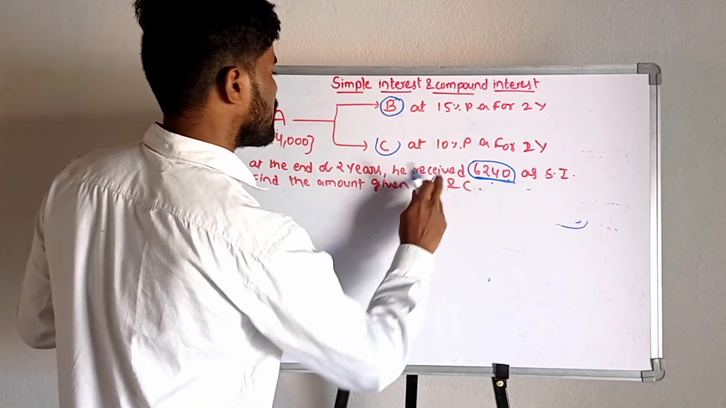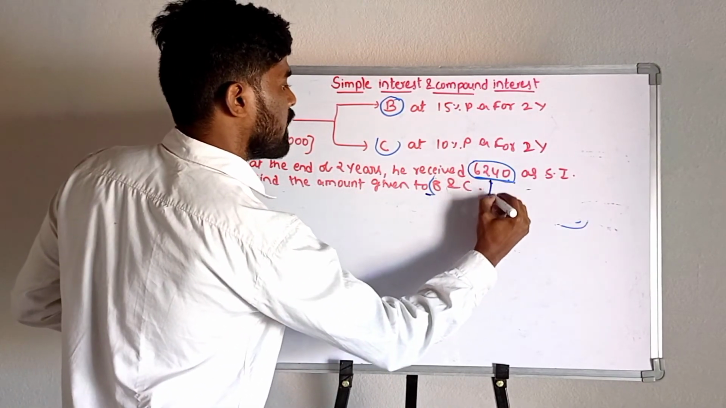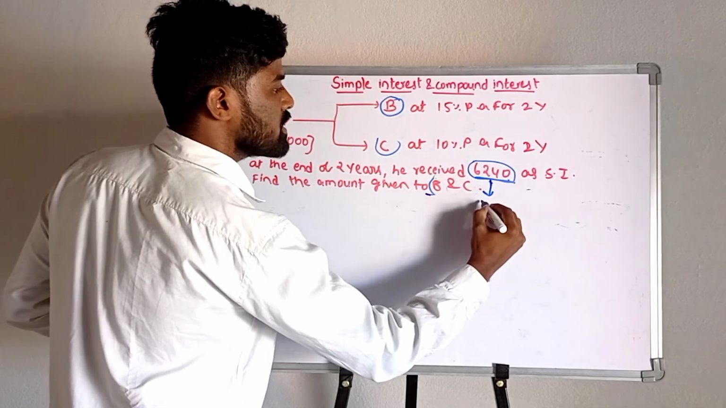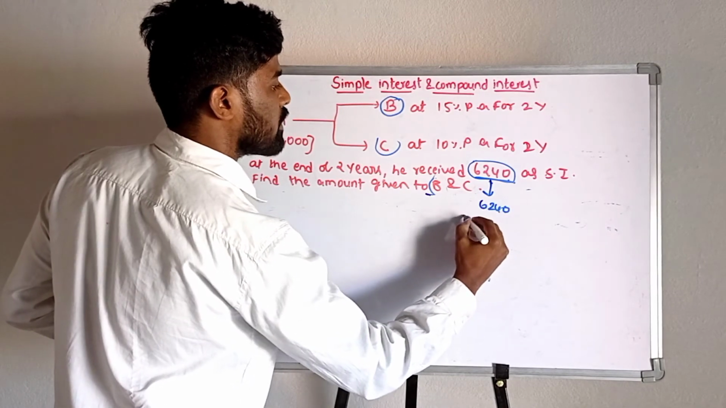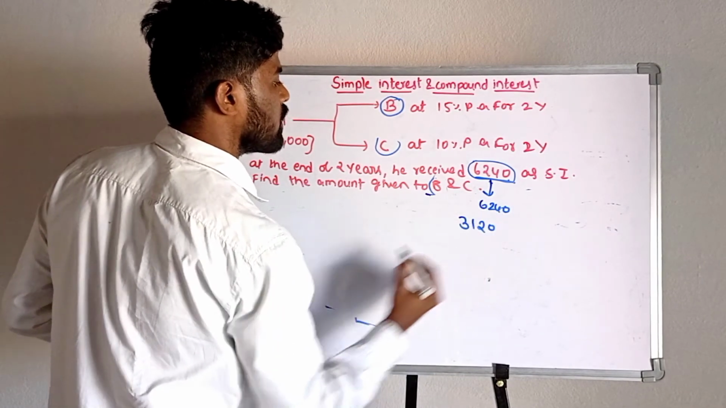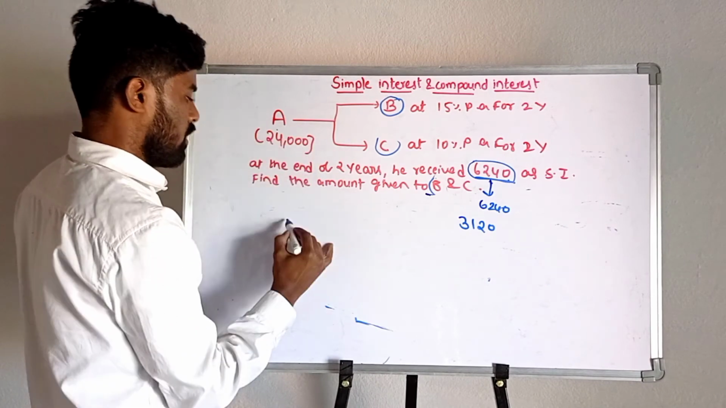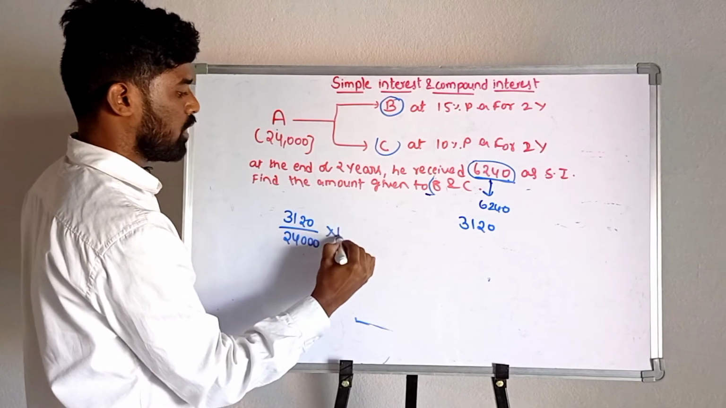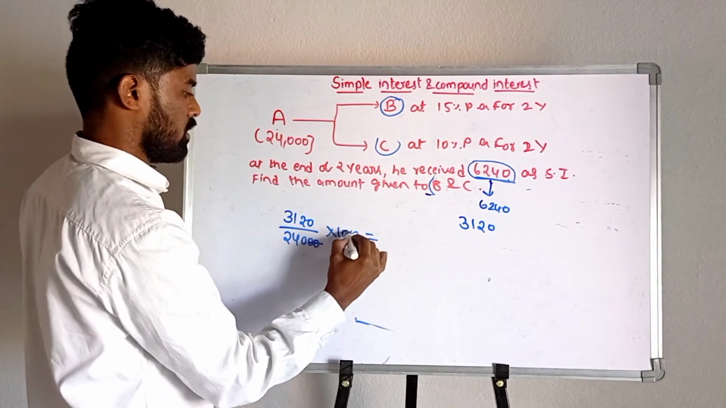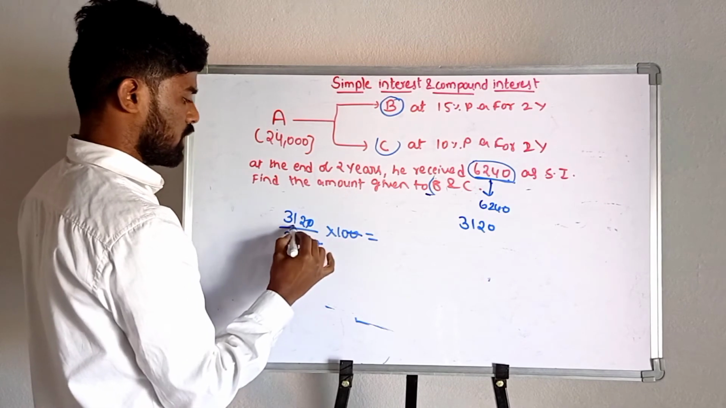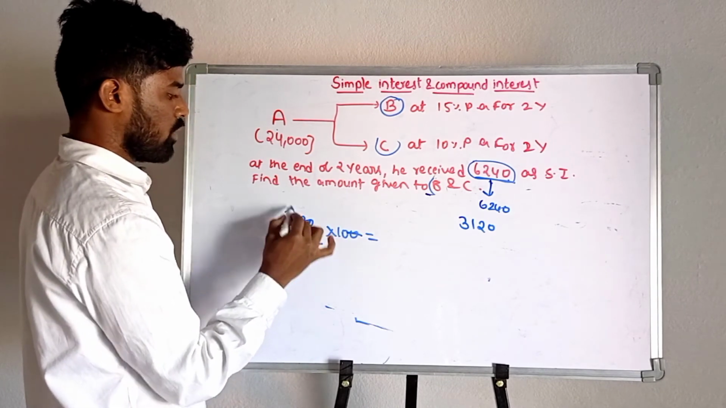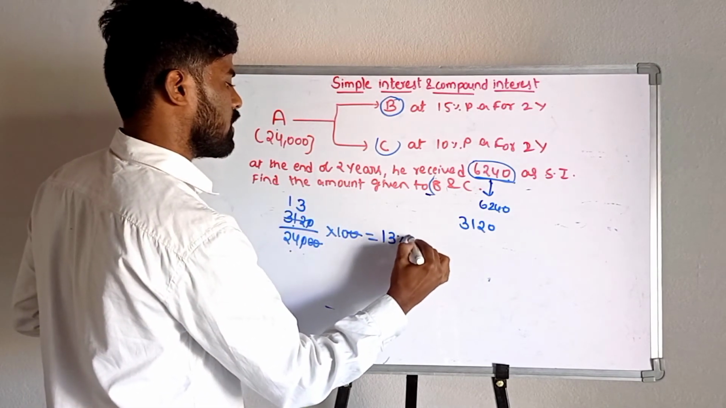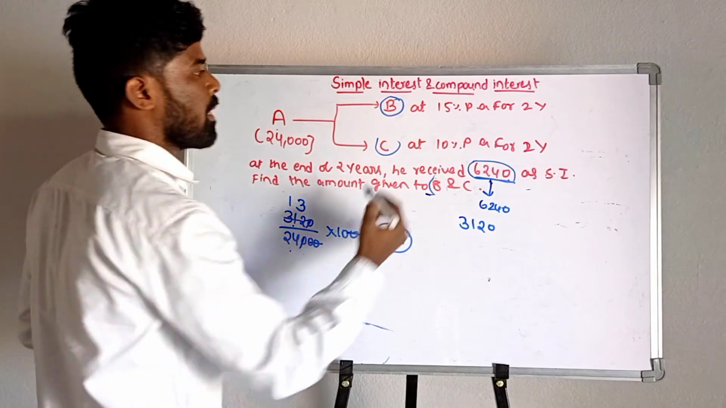We use the alligation rule. We first calculate the net rate of interest. Here total simple interest for 2 years is 6,240. For 1 year it will become 3,120. For 1 year, 3,120 divided by 24,000 into 100. 312 divided by 24. 24 into 1, 24, 72, 13. That is, net rate of interest for 1 year is 13%.